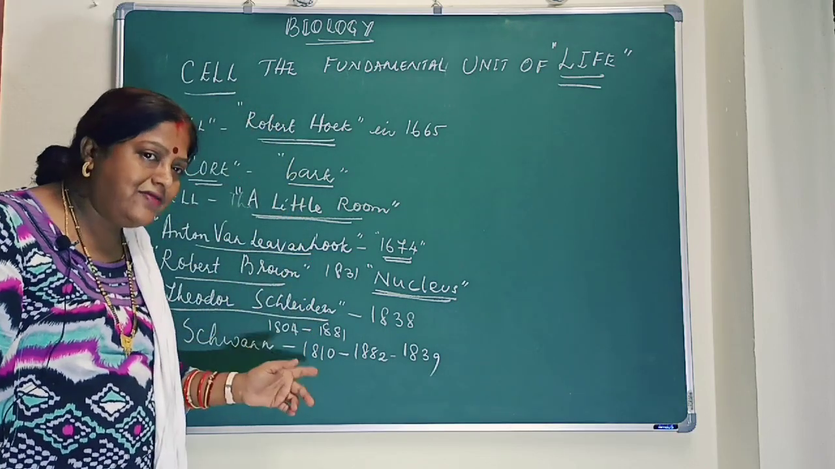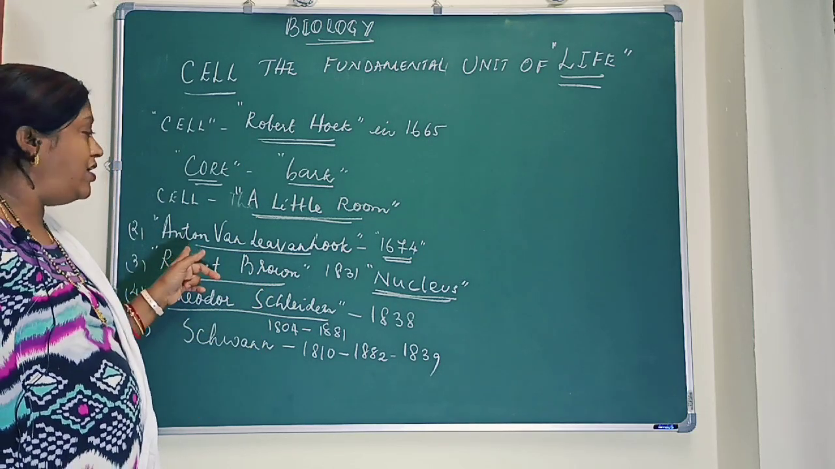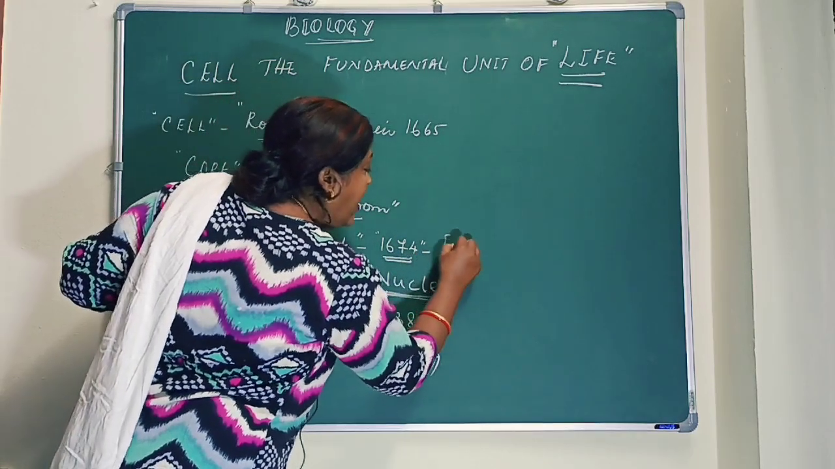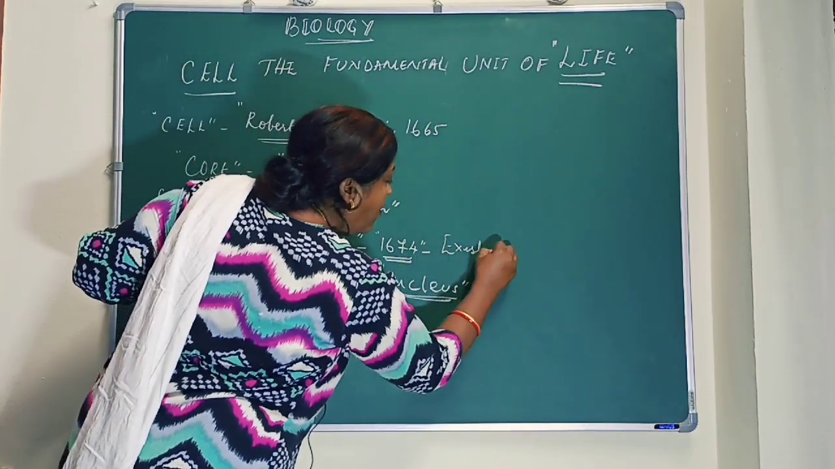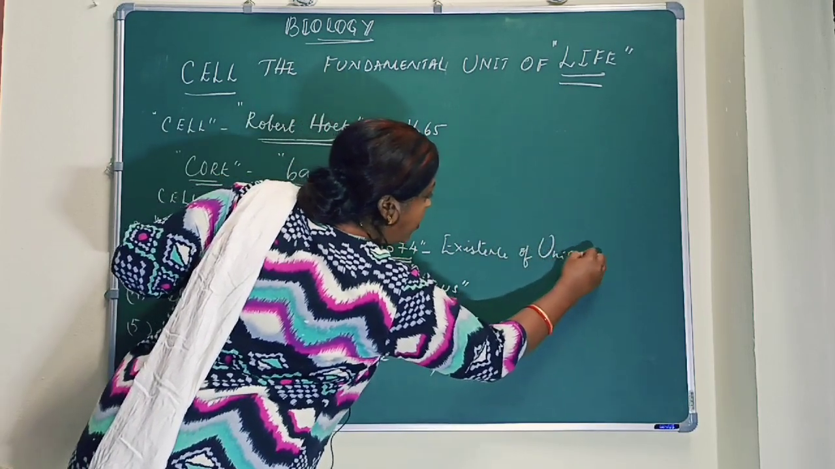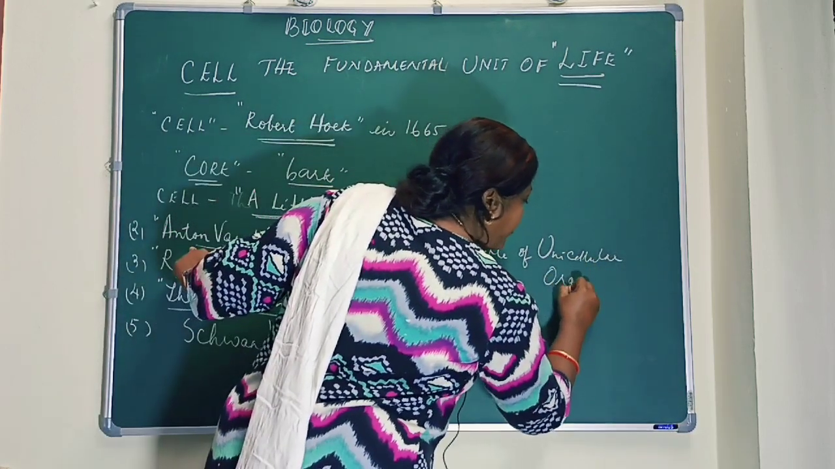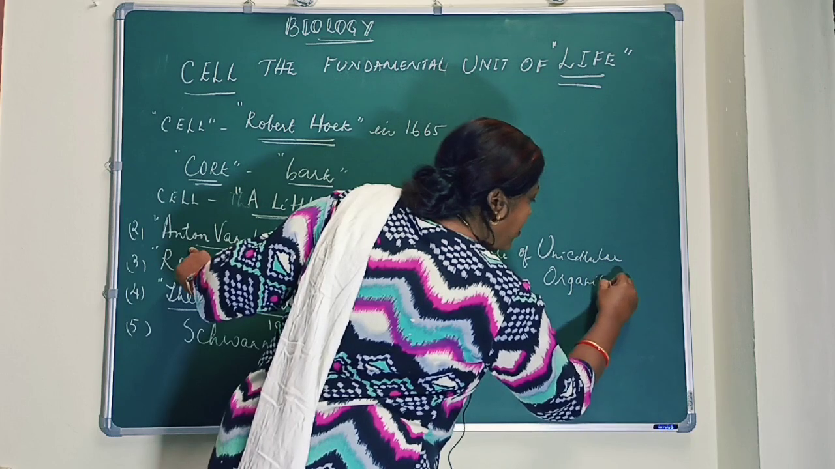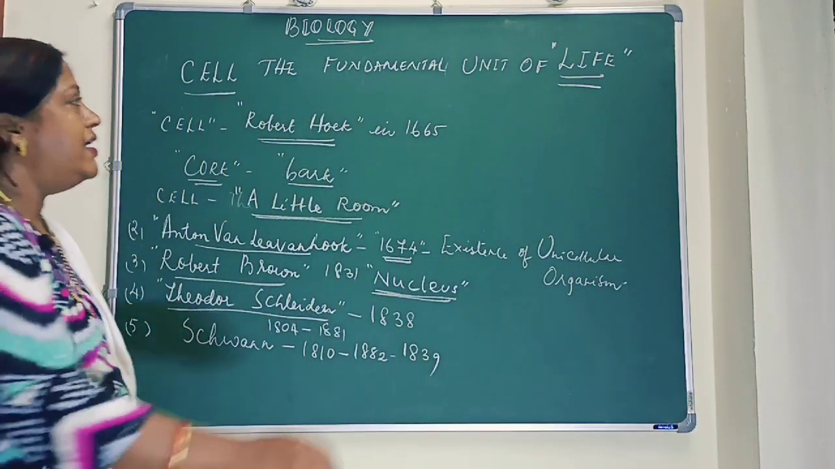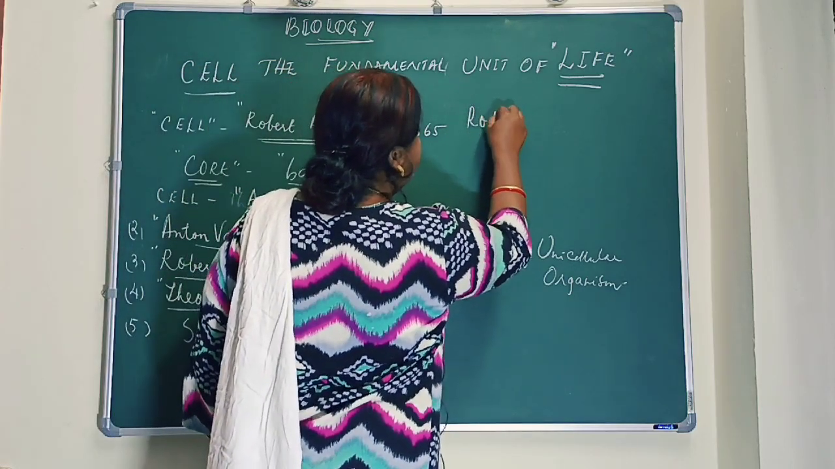So plant cell was studied, animal cell was studied, and Anton van Leeuwenhoek studied the existence of unicellular organisms in a freshwater pond. And later another scientist named Rudolf Virchow.